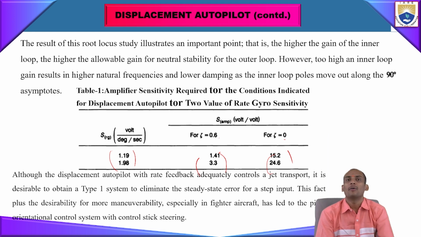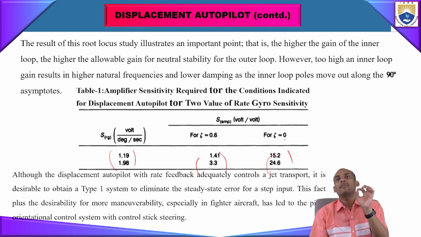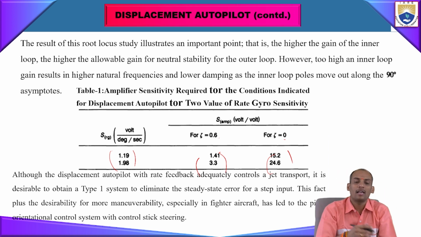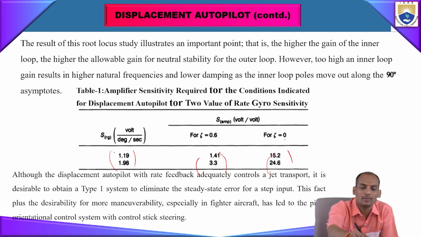It is desirable to obtain a type 1 system to eliminate the steady state error for a step input. This fact, plus the desirability of more maneuverability, especially for a fighter aircraft, leads to a pitch orientation control system with control stick steering. In the pitch orientation control system also, we depend on the theta values. See here the amplifier sensitivity required for displacement autopilot, for the two rate gyro sensitivity values.